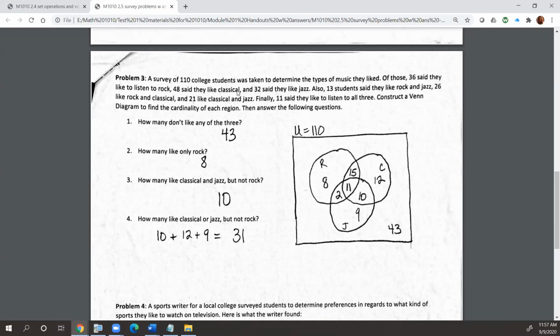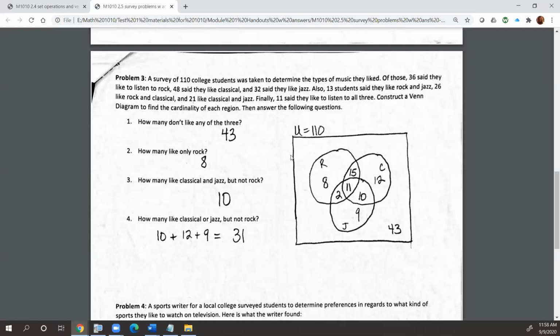So in this problem, a survey of 110 college students was taken to determine the types of music they liked. Of those, 36 said they listened to rock, 48 said they listened to classical, 32 said they liked jazz, and 13 said they liked both rock and jazz, 26 liked both rock and classical, 21 liked classical and jazz, and finally 11 said that they liked to listen to all 3. Construct a Venn diagram to find the cardinality of each region and then answer the questions.